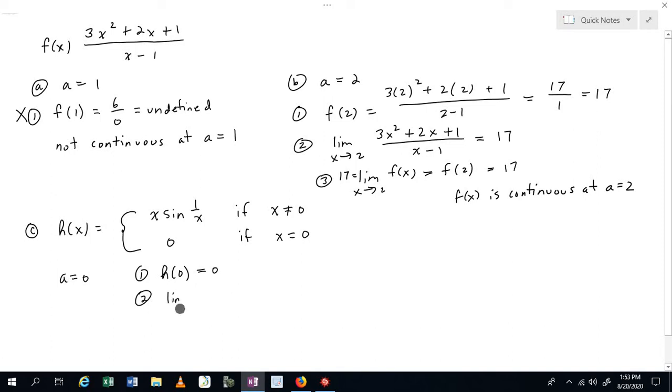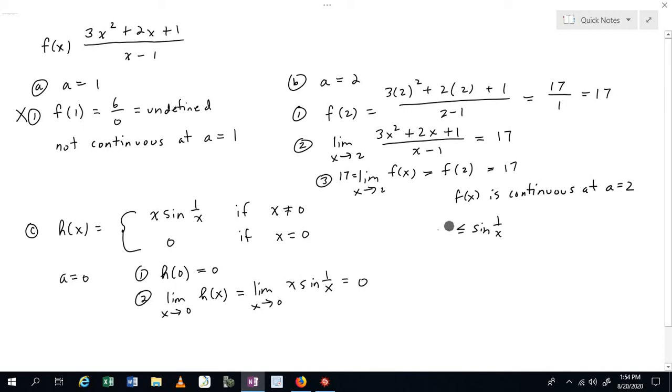The second condition is we need to check the limit of this function as x approaches 0. Now notice as x is getting closer and closer to 0 here, the output for this function would be x sine of 1 over x. And we showed in a previous video that the limit of that function as x goes to 0 is actually equal to 0. We did that using the squeeze theorem, and I'll just quickly show you how we did that.